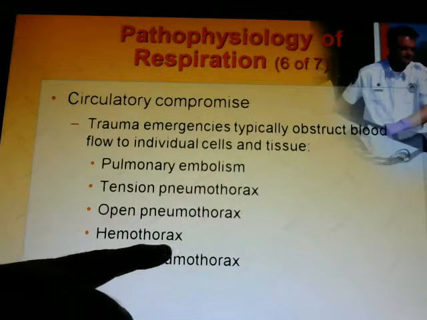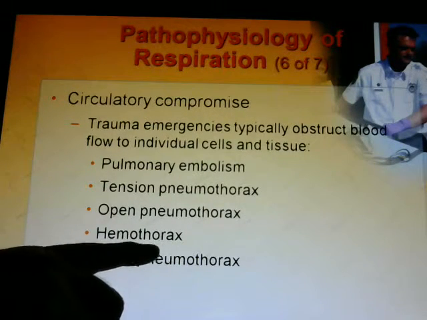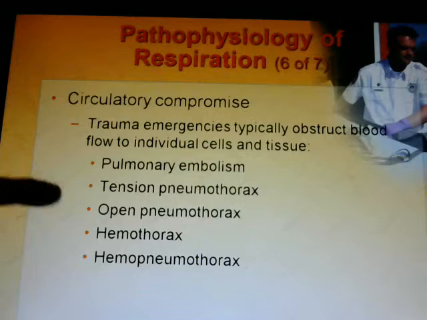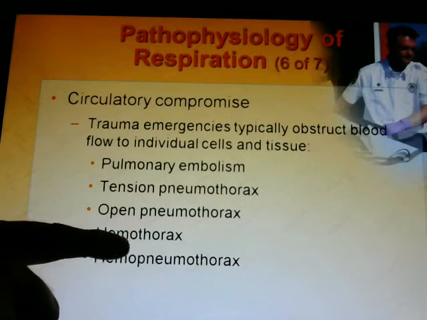Hemothorax, thorax again is the chest wall. Hemo is blood, so it's blood in the chest cavity. Blood is supposed to be in your veins and your arteries, no other place. Air goes in and out, blood goes round and round. Any change in that is a problem. Please remember that. Air goes in and out, blood goes round and round, and any other change of that is a problem.